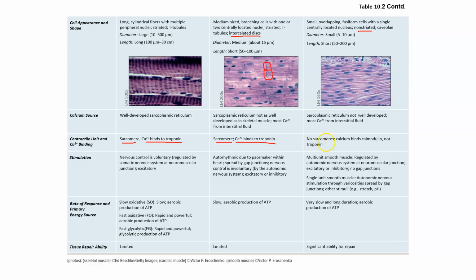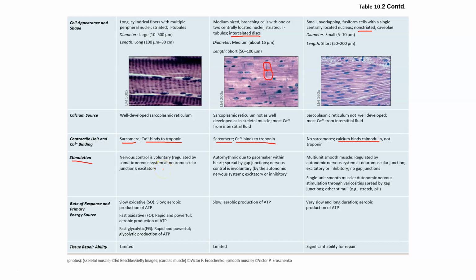There are no sarcomeres. Calcium binds to calmodulin. We didn't get into the specifics of that. That's fine. It doesn't matter that you know that. The calcium binds to calmodulin, which allows actin and myosin to interact with each other, but not in sarcomeres. So it's a similar kind of activity, but it doesn't have the arrangement that skeletal muscle has. Stimulation. Stimulation is nerve control. Nerve control is voluntary. That's why it's called voluntary muscle.